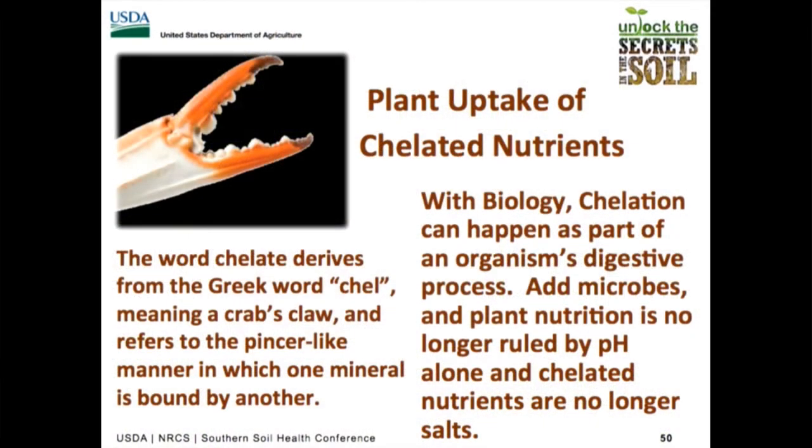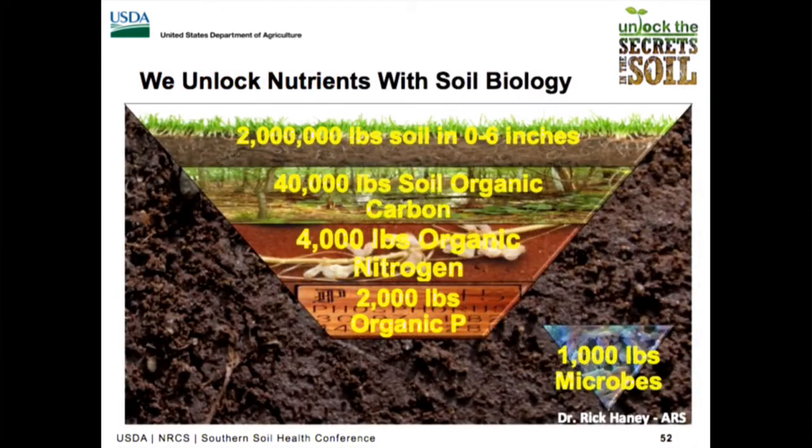And I mentioned to you earlier, remember I mentioned microbial metabolites. This is the pool of nutrients and stuff that we don't really have a handle on. But we know now, after I showed you how mycorrhizal fungi help you pick up organic forms of nitrogen, like amino acids, stuff like that, we know now that chelated forms of nutrients can be picked up by plants. We just don't know how to measure it quite just yet. Okay? The Haney test is the one that's coming closest to that. But with biology, chelation can happen as part of the organism's digestive process. You add microbes, and plant nutrition is no longer ruled by pH alone. And it's chelated. Okay.